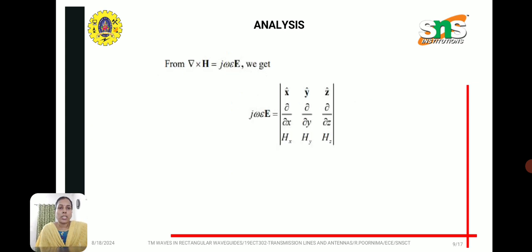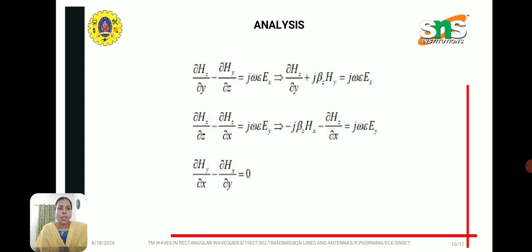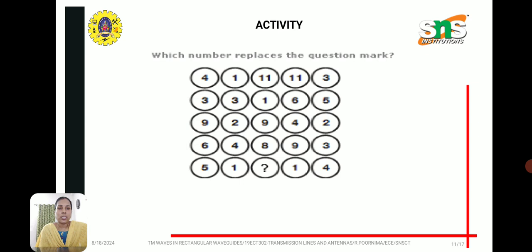From del cross H equal to j omega epsilon E, the curl of the magnetic field, we get j omega epsilon E equal to del cross H. So the curl formula is applied here. From this we can solve dou Hz by dou y plus j beta Hy equal to j omega epsilon Ex. Similarly, the other two equations are solved. So this is an activity.